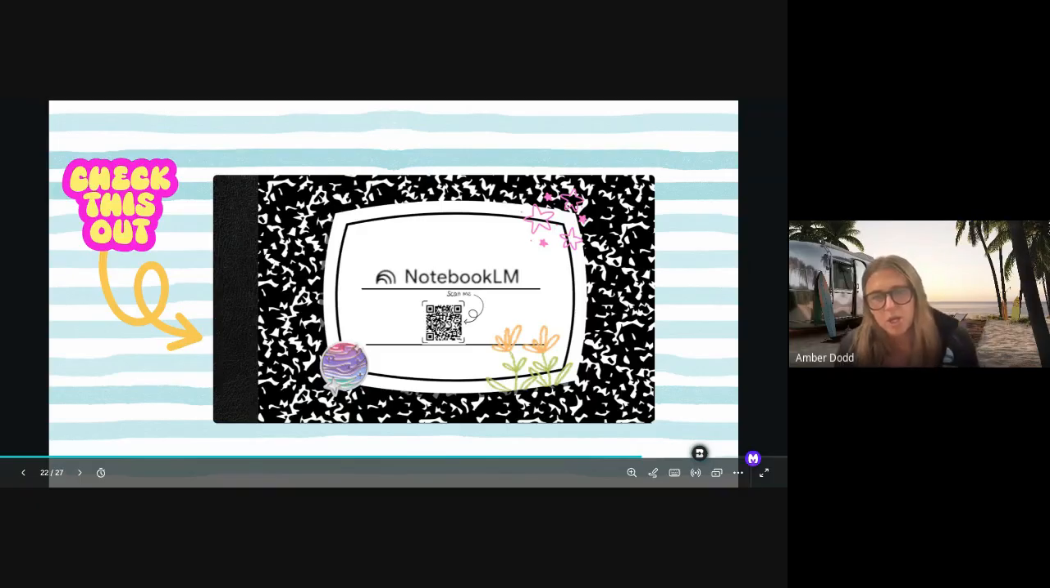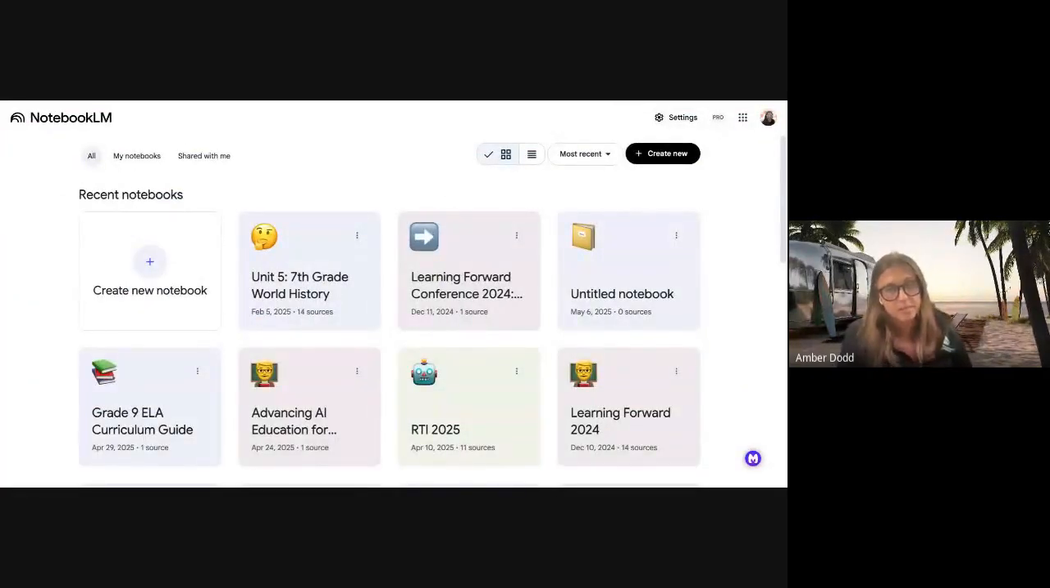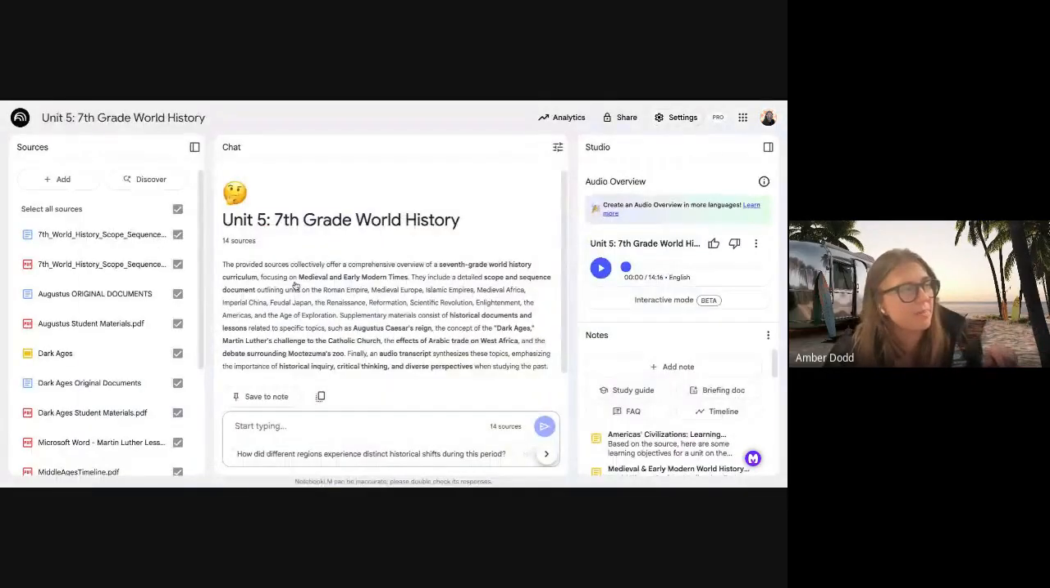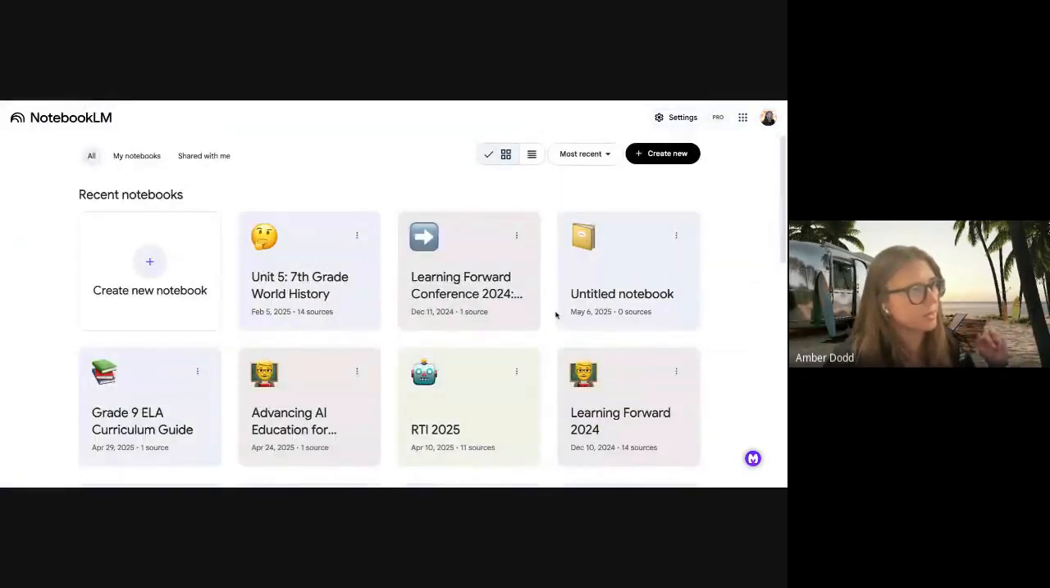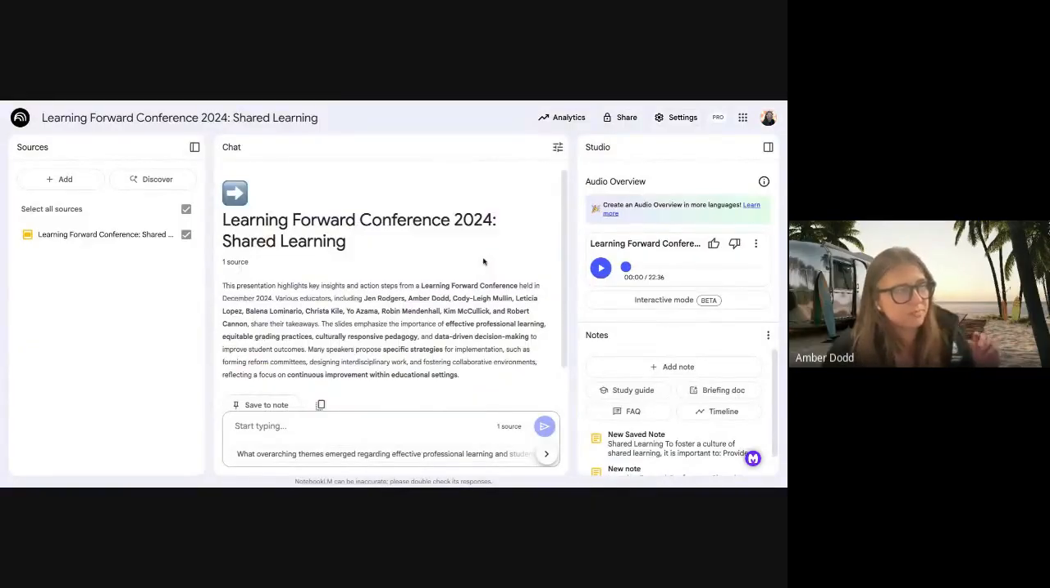Okay, so Notebook LM is one of my favorite tools, and there's a couple reasons for this. Notebook LM is a Google product, so it's part of our Google ecosystem, and we can use it. The main reason I like it is that I can upload all of my sources into here. And actually, let me go to Learning Forward first.